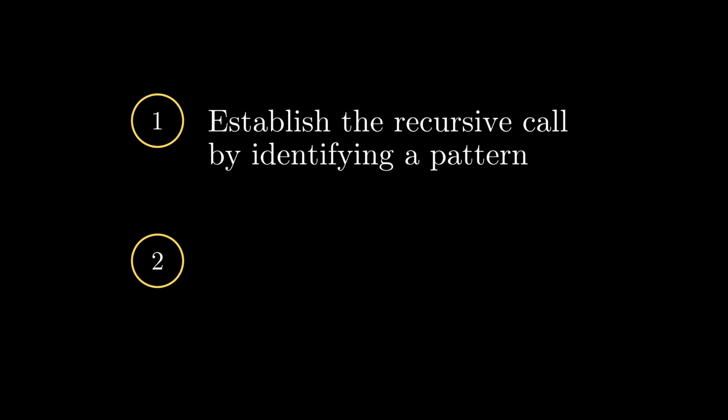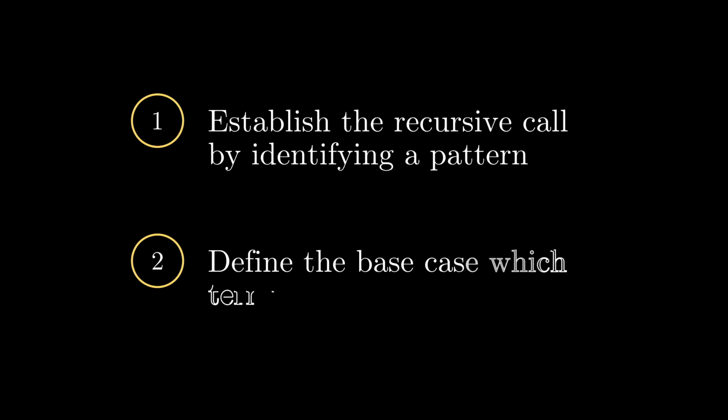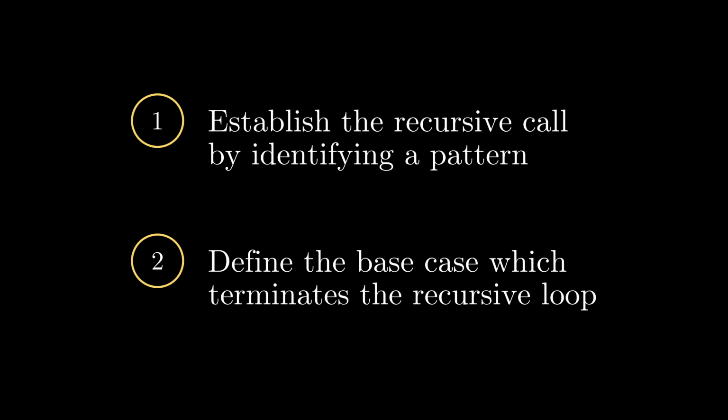To summarize, recursive problems can be solved by defining the two most important parts of a recursive function. Firstly, establish the recursive call by identifying a pattern. Lastly, define the base case which terminates the recursive loop to give you the answer. Failing to do so will cause the loop to go on infinitely, which doesn't serve a purpose other than maybe causing your program to throw an exception.